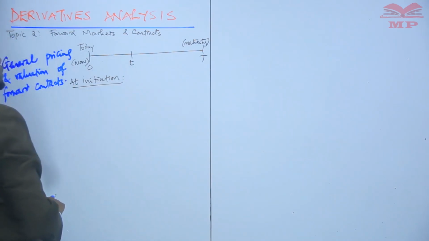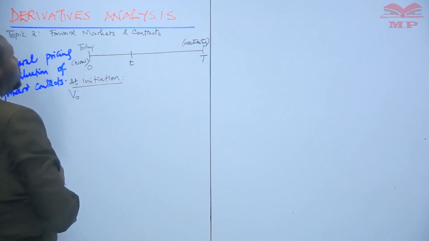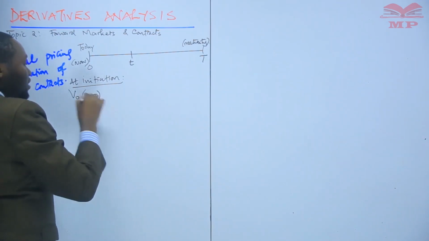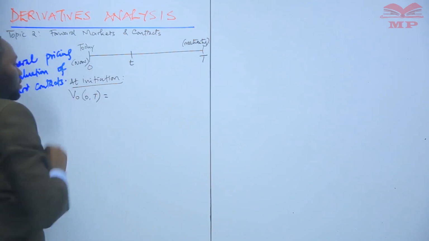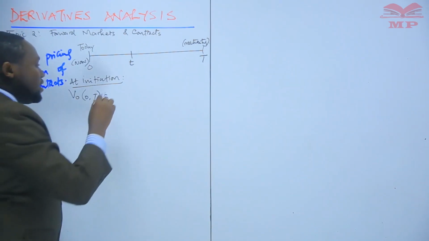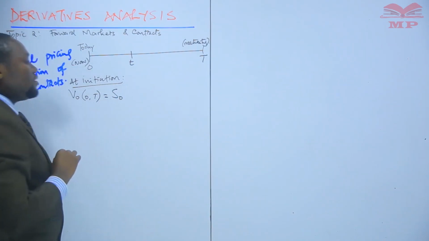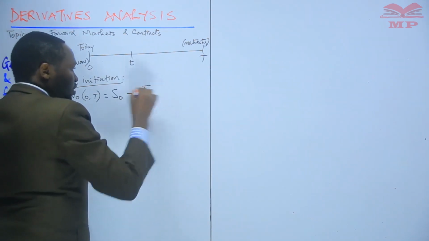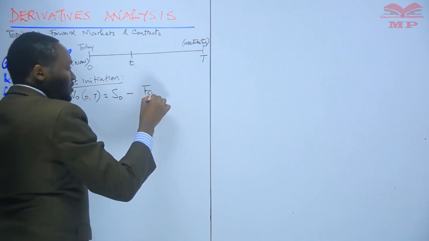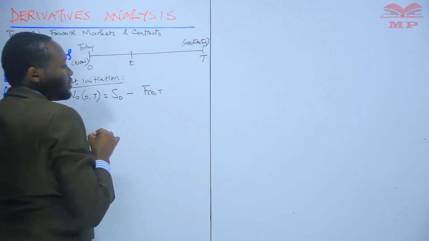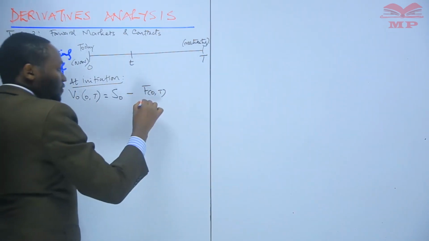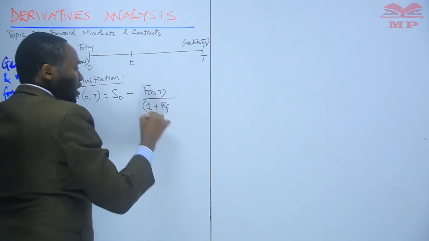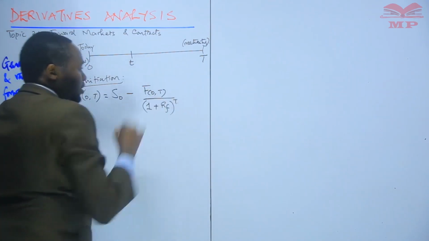we find out that the value today for a contract that is established now that matures in T time is given by S0, which is the price today, minus the future value of the contract that is established today that matures in T time, divided by 1 plus the risk-free rate, to the power T.